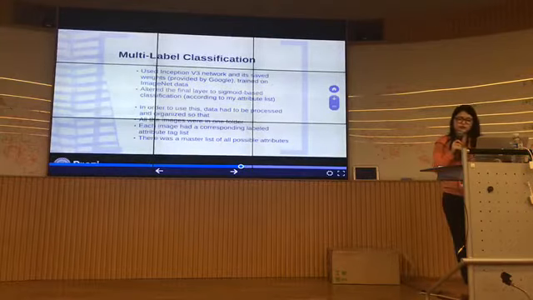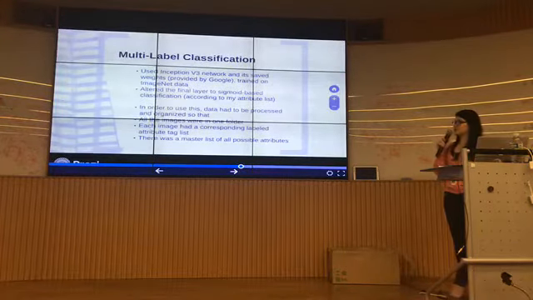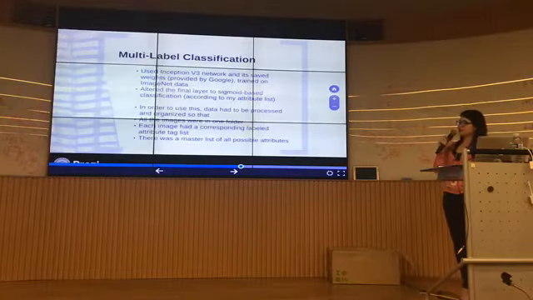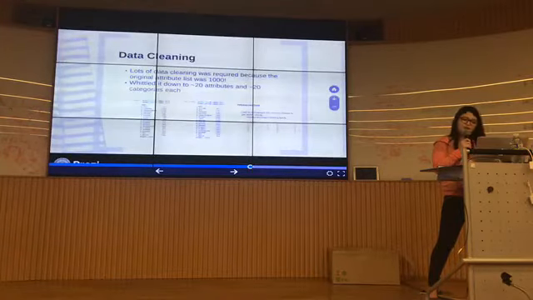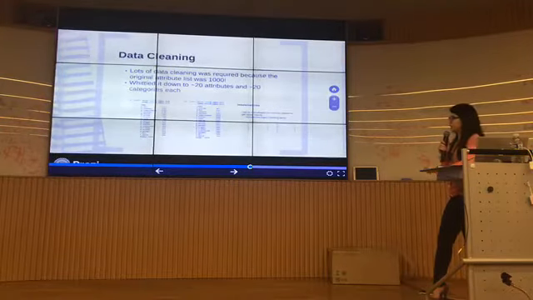In order to use this, data had to be processed and organized so that all the images were in one folder, and each image had a corresponding labeled attribute tag list, and there's a master list of all these possible attributes. So that was a lot of data cleaning right there. The original attribute list was 1,000, and I whittled it down to 20 attributes and 20 categories each.